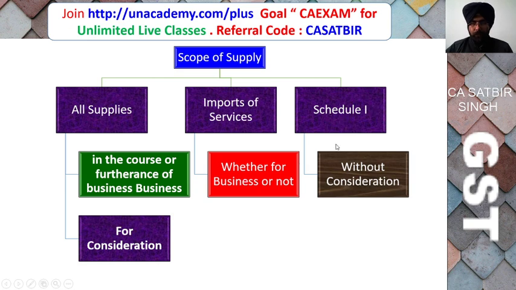And in case of Schedule 1 supply that we will discuss, even if they are made without consideration, they will be treated as supply. So these are the supplies between related persons. Even if no consideration is there, it will be termed as supply and GST is required to be paid.